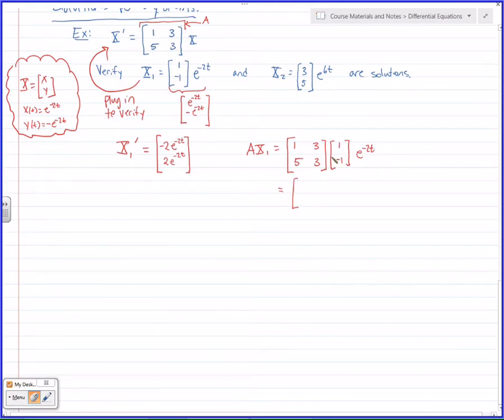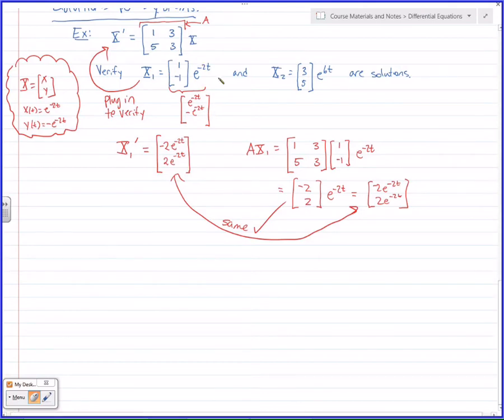Remember your matrix vector multiplication across this row down here. So 1 times 1 minus 3 is a negative 2. 5 times 1 minus 3 is a positive 2. Which is equal to negative 2e to the minus 2t and 2e to the minus 2t. I just went ahead and multiplied it in so I could see that those are the same. So that's how you verify that it is in fact a solution.